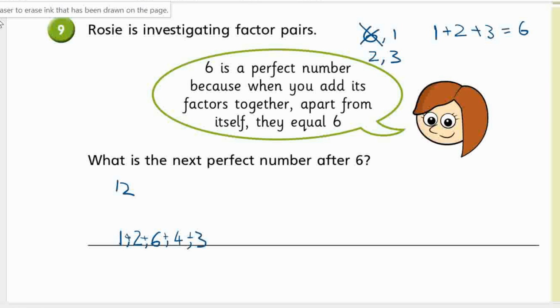Because we know 6 plus 4 is 10. No, we need to find what the next perfect number is. We need to keep looking. Okay, so we said no to 12. 13 is a prime number, so we can't use that one. 14. Right, what are the factors? So we've got 1. Well, there's 2 and 7. And I think that's it, right? Okay, well that adds up to 10. So that doesn't work.